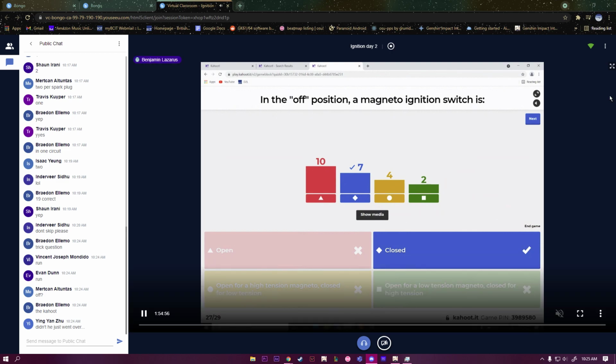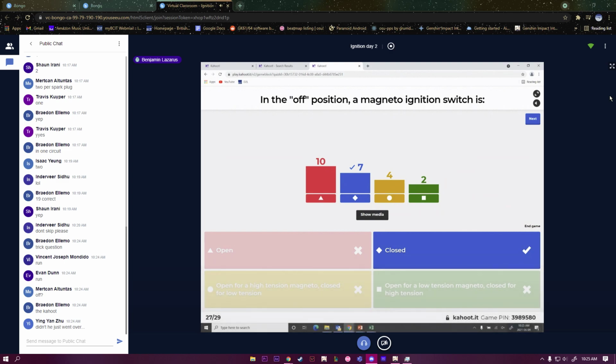Not sure if anybody's typing an answer here or not. It used to tell me when people were typing. It doesn't seem to do that anymore. Honestly, I don't get why most of you got this wrong.